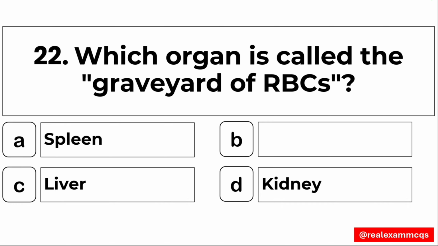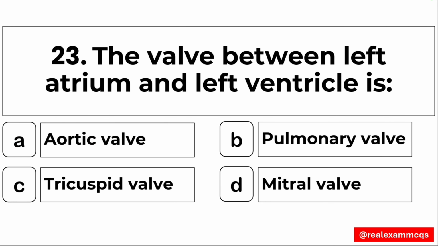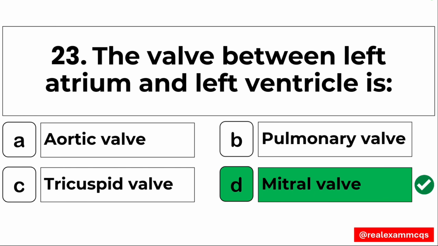22. Which organ is called the graveyard of the RBCs? Thankfully, there are 3 options, and the right answer is option A, the spleen. 23. The valve between left atrium and left ventricle is? The mitral valve. Option number D, or the bicuspid valve.